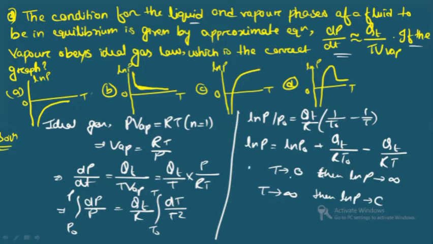Now you see the first condition. If T tends to 0, then ln P is what? Negative of infinity. If it's negative of infinity, the option B is wrong. Correct. And the other options you can see.